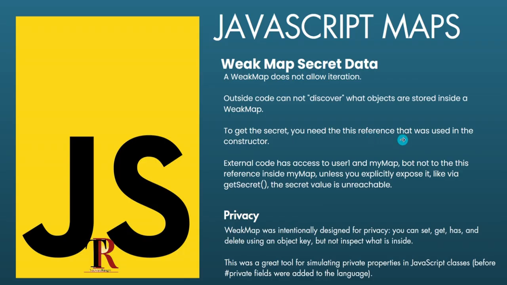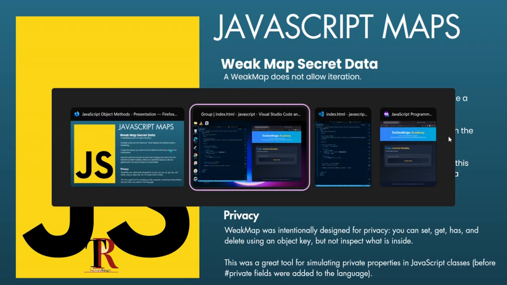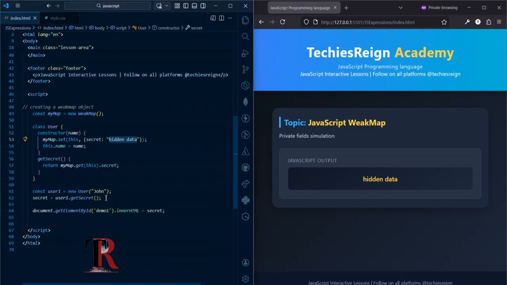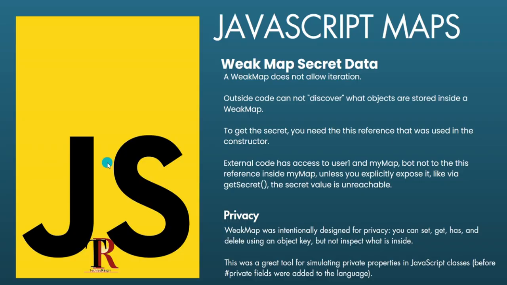Now look at what we have on the slide. To get the secret, you need this reference that was used in the constructor. You can see that this secret was accessed due to the fact that we already exposed it here using this dot secret, which is here. This dot secret was what gave us access to be able to use that reference that we have inside the constructor.